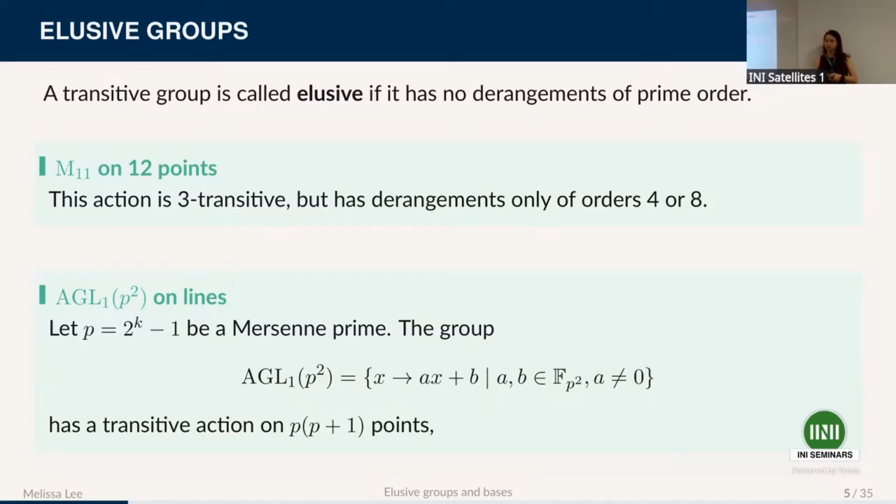Now, this group has a transitive action on p times p plus 1 points. And so if you observe that I've got p being inverse n prime here, the only prime factors of this thing are 2 and p. Okay. And so what we have to do to check if there's a derangement of prime order specifically is check whether there's a derangement of order 2 or p, right? Because you'll need a bunch of cycles of order 2 or a bunch of cycles of order p and no fixed points if you're going to have a derangement. So if you sit down and work this out, you can see that there are no derangements of either of these orders, and so this is an elusive group in this action.